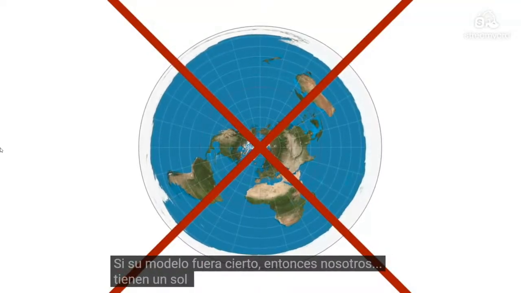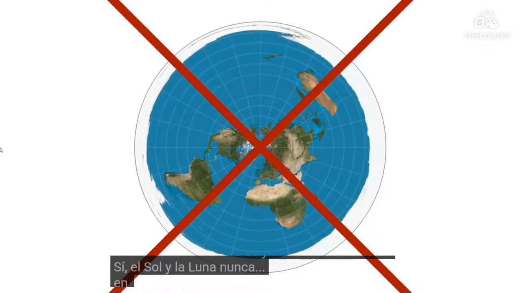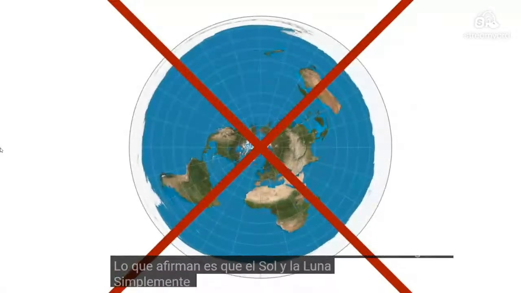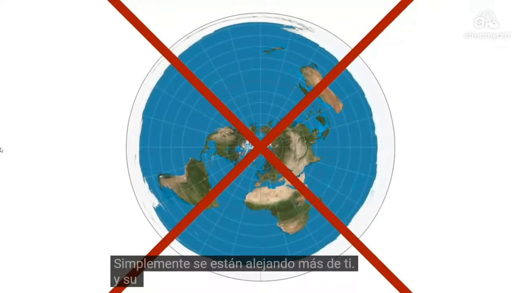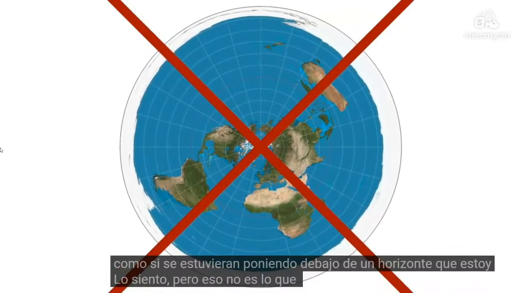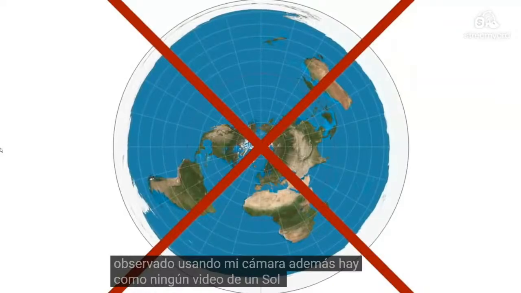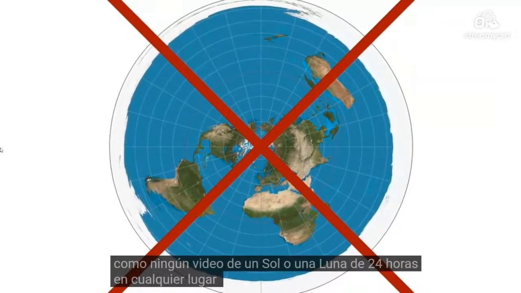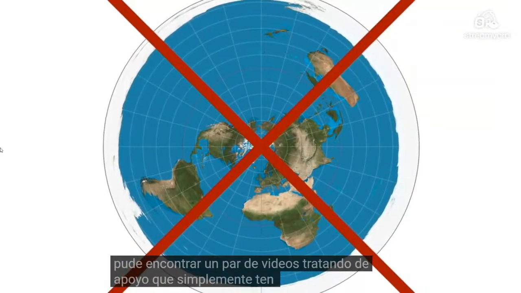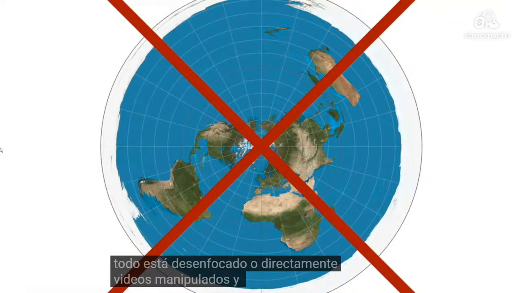But I know the popular flat earth model does not work, because if their model was true, then we would have a 24-hour sun and a 24-hour moon. Yes, the sun and the moon would never actually set inside their model. Instead, what they claim is that the sun and moon are simply going further away from you, and it's perspective that makes them look like they're setting below a horizon. I'm sorry, but that's not what I've actually observed using my camera. Plus, there's like no video of a 24-hour sun or moon anywhere online. Yeah, you'll probably be able to find a couple of videos trying to support that. Just be aware that they're all either out of focus or straight up doctored videos.